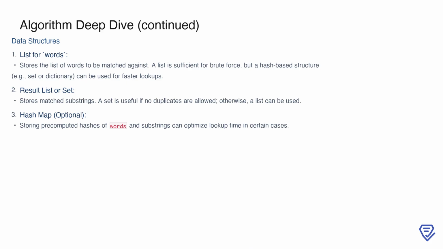For storing the matched substrings, a result list or set is commonly used. A set is particularly useful if duplicates need to be avoided, while a list can be used if duplicate entries are allowed. Additionally, a hash map can be employed to store pre-computed hashes of the words and substrings. This allows for faster comparisons during the matching process, reducing the time spent on direct string comparisons. By carefully selecting the right data structures, we can make even a brute force approach more efficient and manageable.